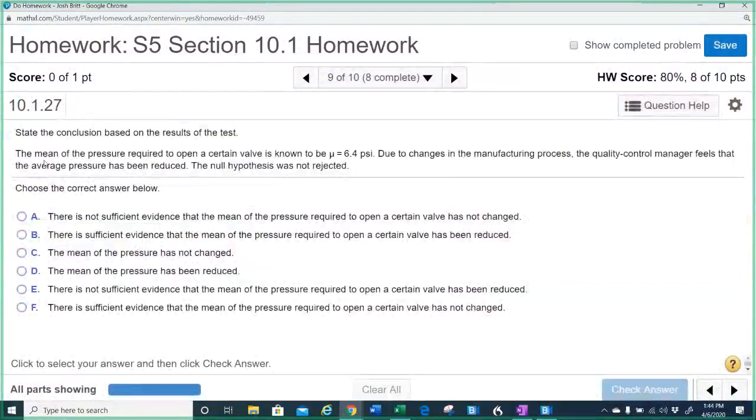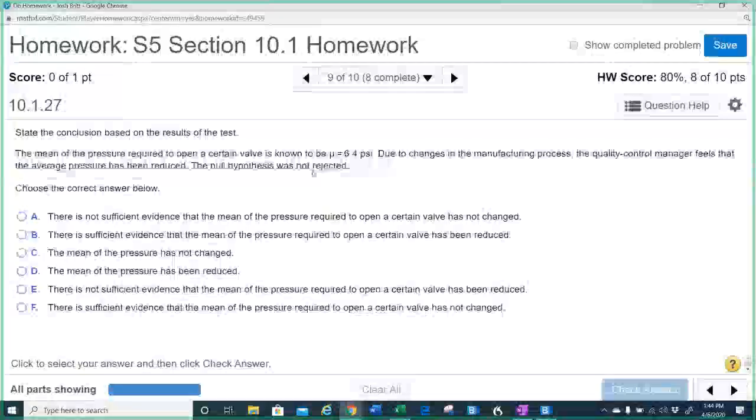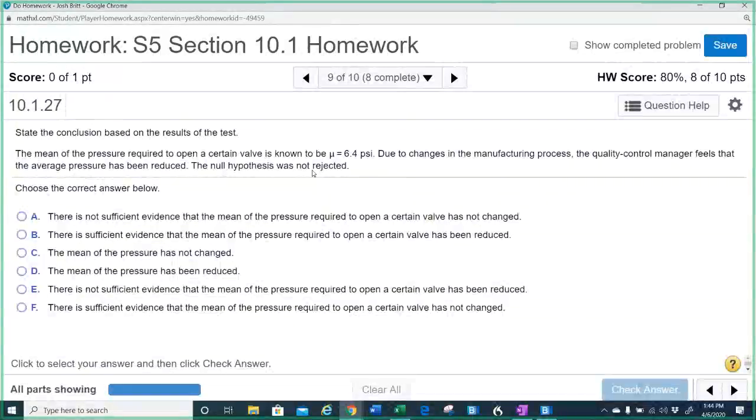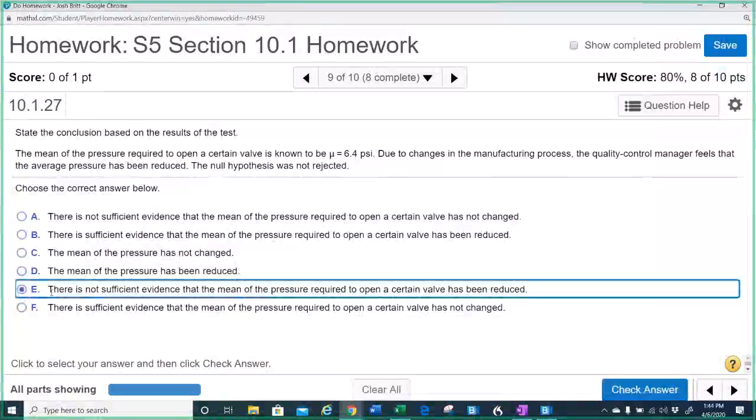All right, so the mean pressure required to open a certain valve is 6.4 psi. Due to changes in manufacturing process, the quality control manager feels that the average pressure has been reduced. Okay, the null hypothesis was not rejected. So again, when you do not reject the null, you say there is not sufficient evidence to claim that the pressure has been reduced. So there's not enough evidence to claim that the pressure of a certain valve has been reduced.